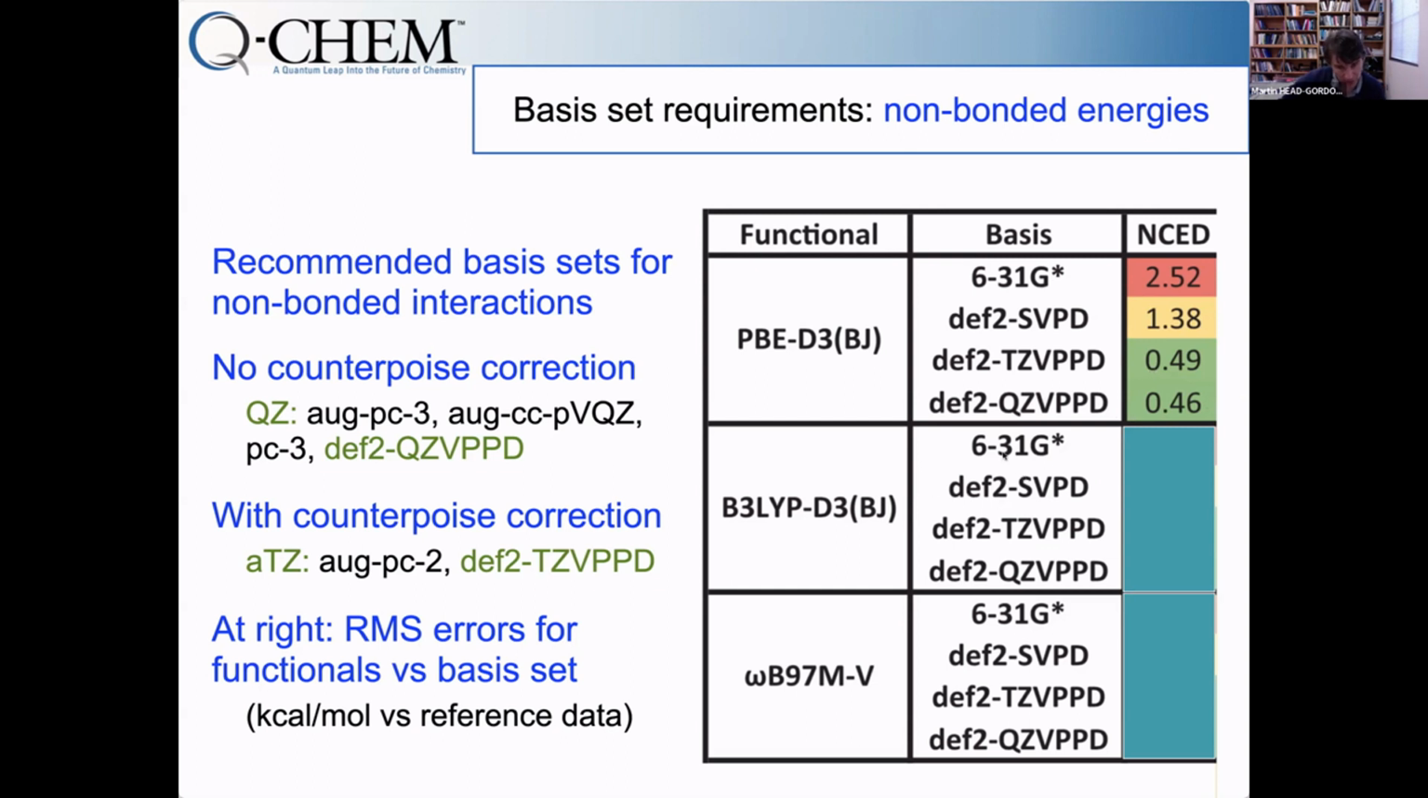If you go to the hybrid density functional, then the 1 sigma error in easy non-covalent dimeric interactions shows an even bigger improvement as you make the basis larger. You now get nearly a factor of 4 reduction in RMS error between DEF2 SVPD and TZV PPD. And if we go to finally the most accurate functional, you see now a factor of 6 error reduction between DEF2 SVPD and DEF2 TZV PPD.